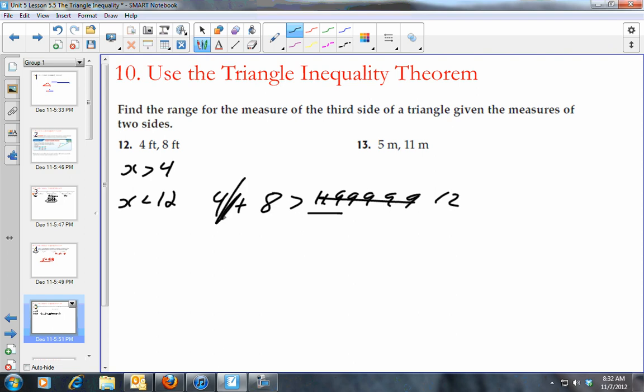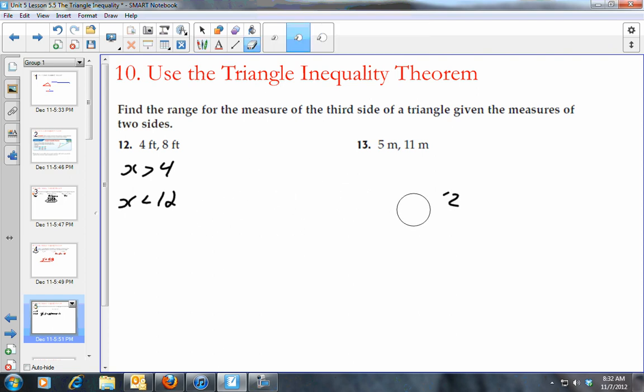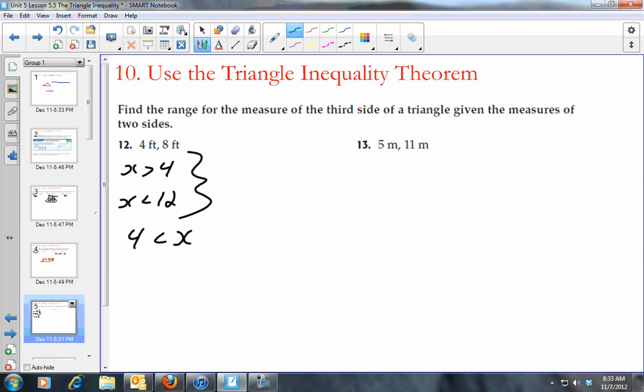Now, when you get an inequality where x is greater than a number and less than another number, we can write it like that. That's fine. That answers the question, okay? But we could write this as one inequality. 4 is less than x is the same thing as x is greater than 4, and x is also less than 12. So either write it with the way I have the braces there, or write it like this.